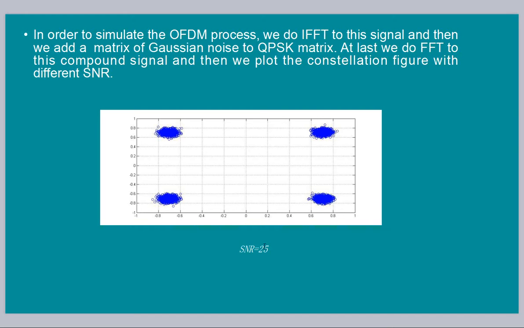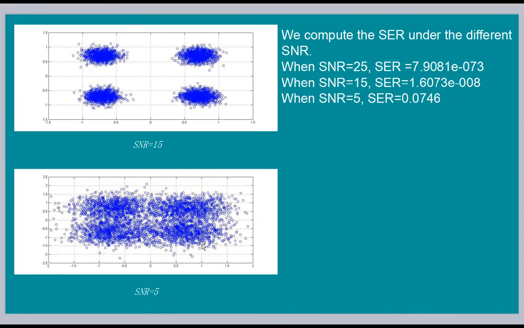And this is the constellation with SNR equals 25, and this is the constellation with SNR equals 15. And this is the constellation with SNR equals 5.